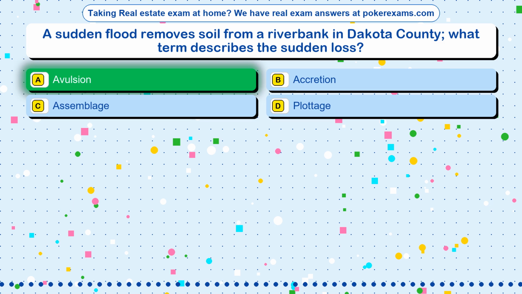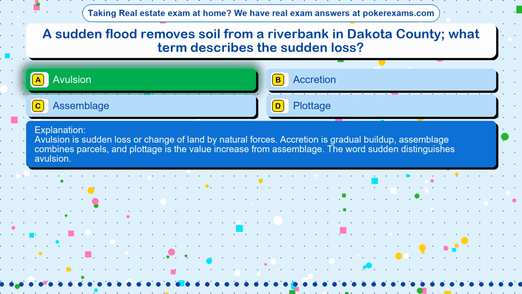The correct answer is option A, avulsion. Avulsion is sudden loss or change of land by natural forces. Accretion is gradual buildup, assemblage combines parcels, and plottage is the value increase from assemblage. The word sudden distinguishes avulsion.